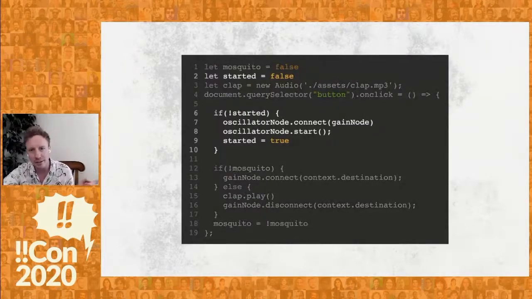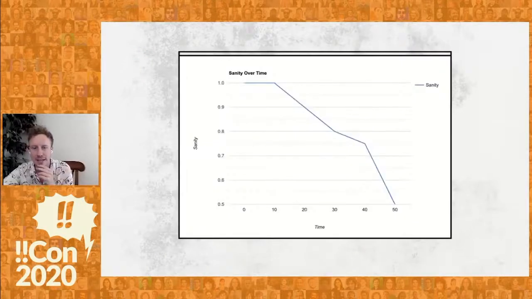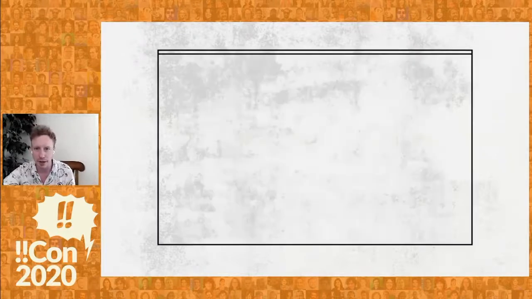So I had to do a bunch of different things here. I had to start the oscillator node when I initially clicked the button, and then otherwise I would disconnect or reconnect the gain node. My sanity again took a big hit here because I knew that every time I stopped the mosquito, it was secretly oscillating behind the scenes, waiting for its opportunity to strike.